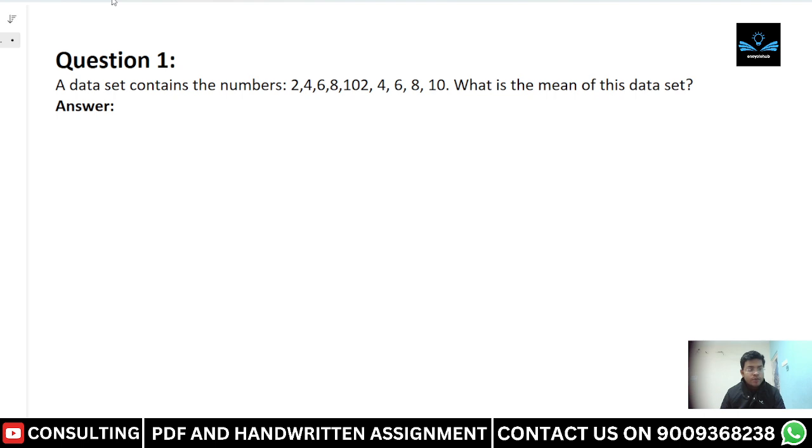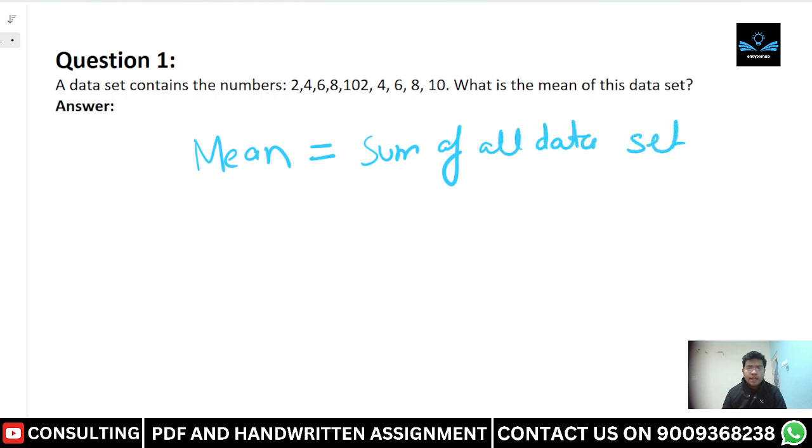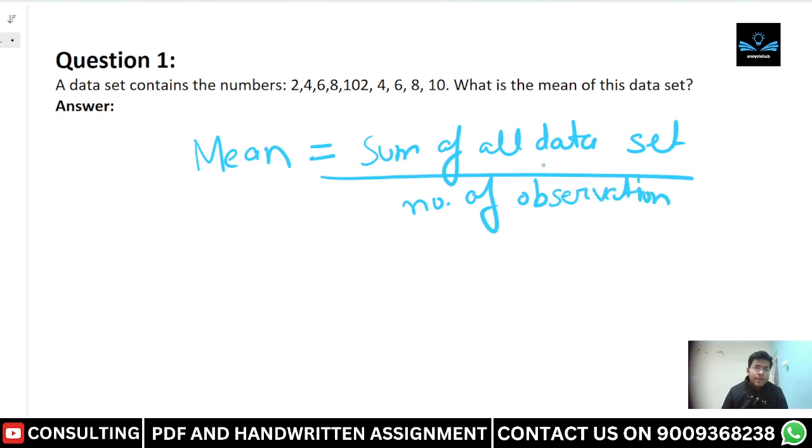In this video, we will discuss how to find the mean of any dataset. So, first of all, we want to know how to find it. This is the formula for mean: mean equals the sum of all the data divided by the number of observations. So this is the mean formula.